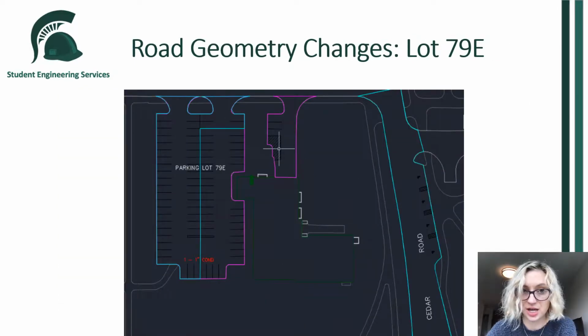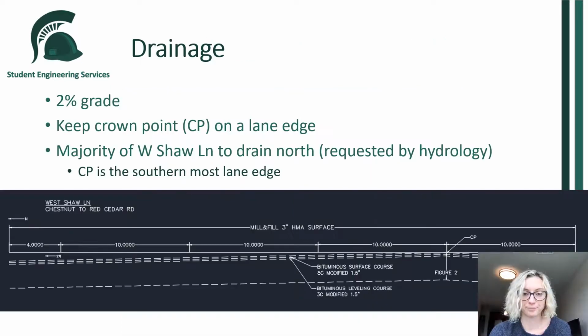Lastly, we've got changes to Lot 79E. So Lot 79, the majority of that lot will remain exactly the same, but this part of it was being taken over by the proposed building, so we had to chop off that little piece of it, and we wanted to keep the rest of it so that there is additional faculty parking or anything else that we might need to use that little space for.